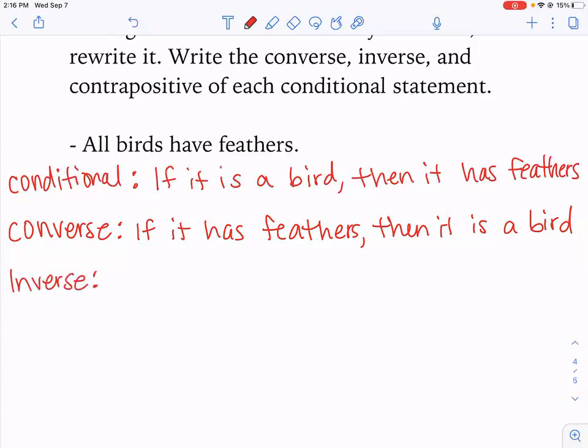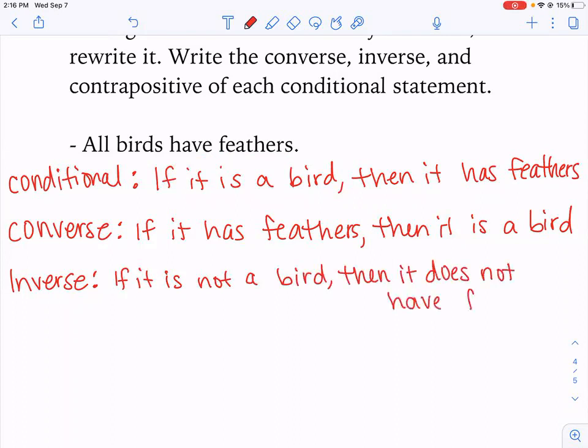All right, the inverse. Jake, what do you think the inverse would be? So we're going to negate P. Here's P: is chicken a bird? So the inverse is going to go in the same order as the conditional. If it is not a bird, then it does not have feathers.